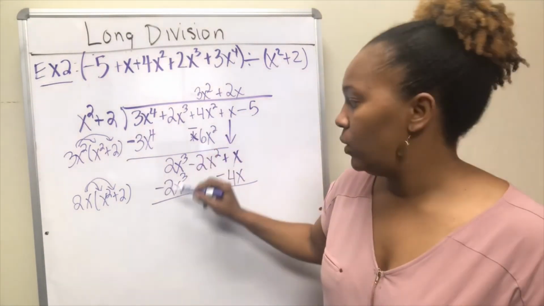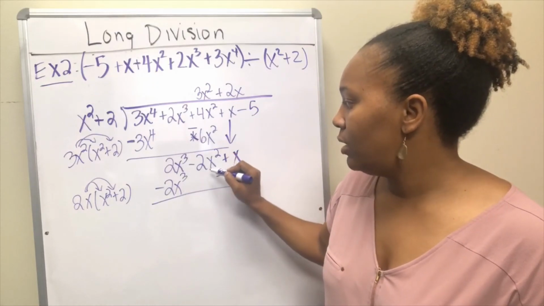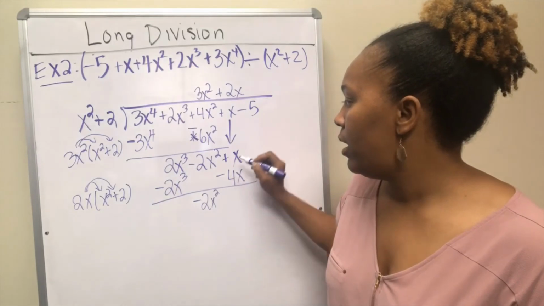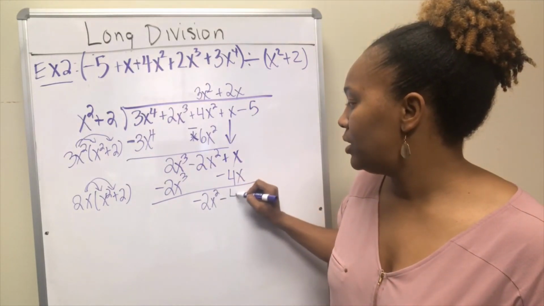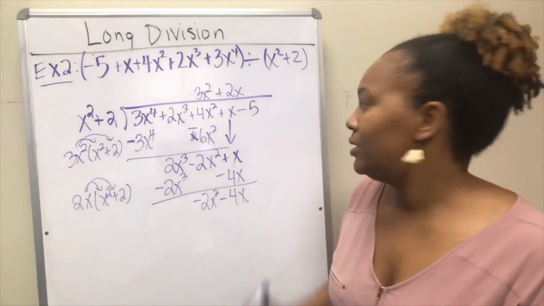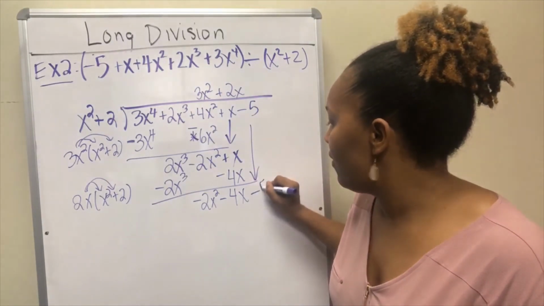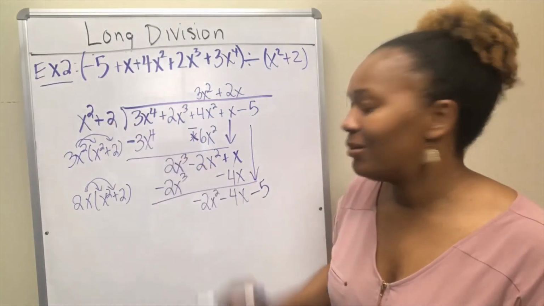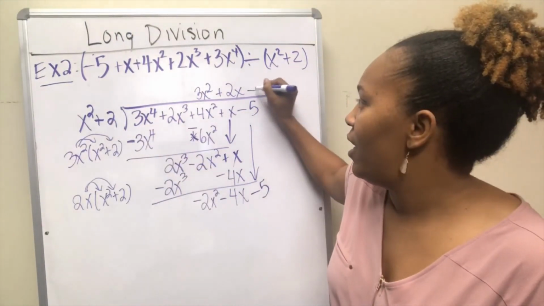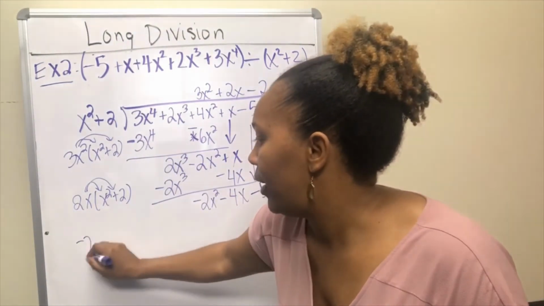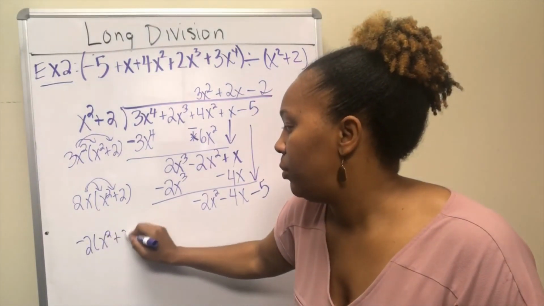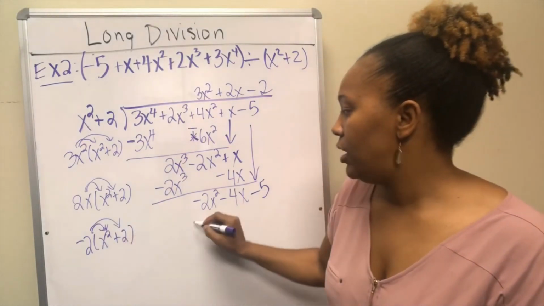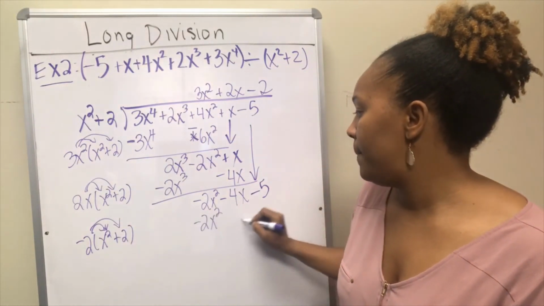2x to the third minus 2x to the third, those go away. There's nothing to take away from this negative 2x squared, so just drop down the negative 2x squared. And positive x minus 4x is a negative 4x. And so now I drop down the minus 5 and start that process all over again. x squared times what will give me negative 2x squared? That is minus 2. So I want to do minus 2 times x squared plus 2. Distribute that negative 2. You get negative 2x squared minus 4.